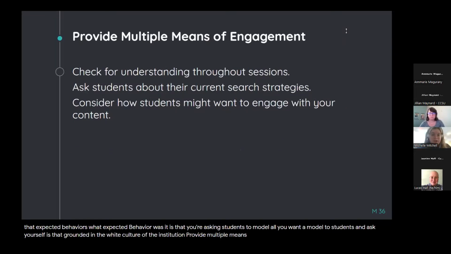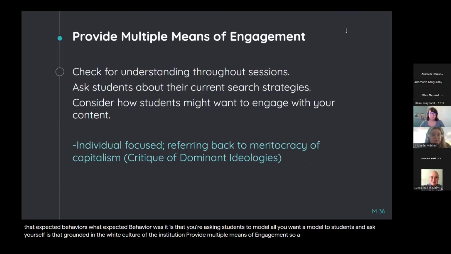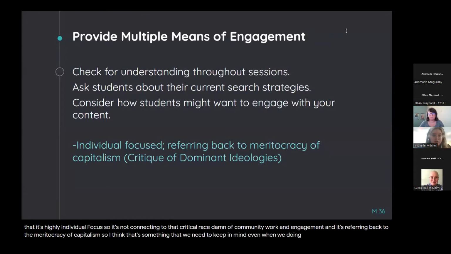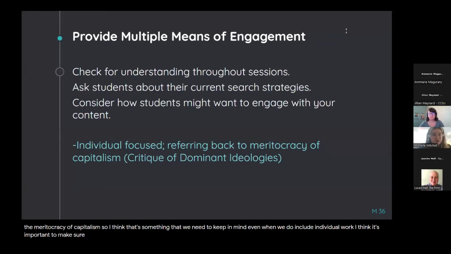Provide multiple means of engagement. So a criticism for this practice is that it's highly individual focused. So it's not connecting to that critical race theme of community work and engagement. And it's referring back to the meritocracy of capitalism. So I think that's something that we need to keep in mind, even when we do include individual work. I think it's important to make sure that students are able to have a collaborative and community feel in one way or the other, so that they know that their peers are with them and are able to support them too.